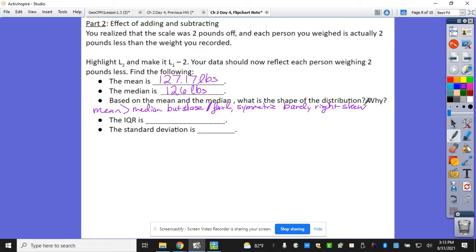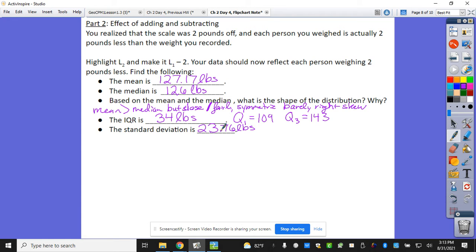So in order to get IQR, what's my Q1? 109. What's my Q3? 143. Which gives me an IQR of 34 pounds, and a standard deviation of 23.76 pounds.